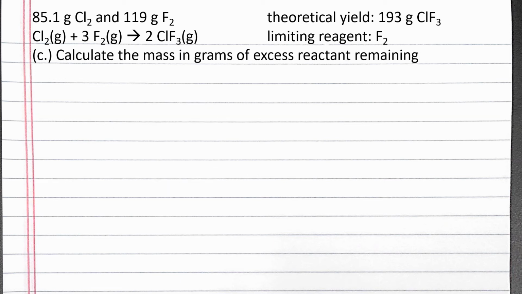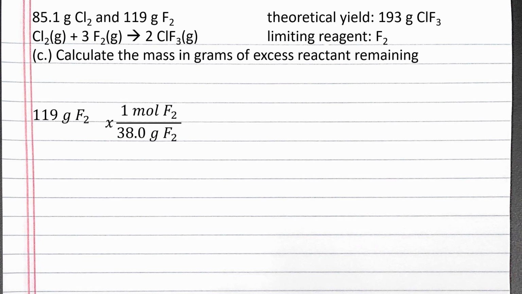To determine how much excess reactant remains, we first need to determine how much of our excess reactant is needed to react with our limiting reagent. This will tell us how much of our excess reactant is used in the reaction. We start the dimensional analysis with our limiting reagent, 119 grams F2. We need to convert this into grams of excess reagent, Cl2.